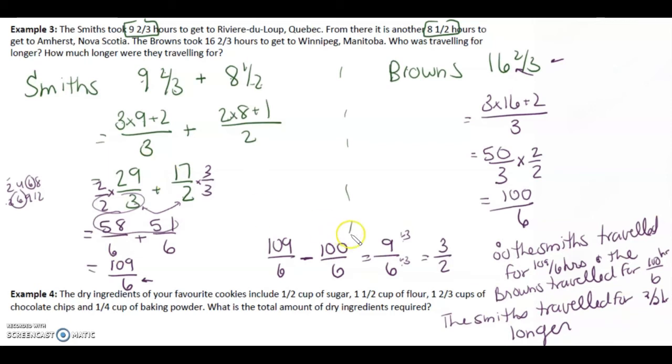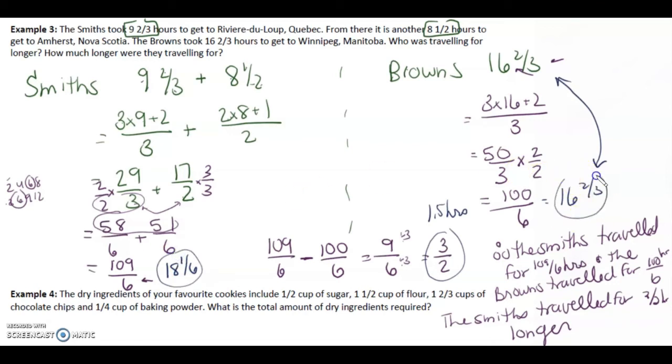Okay. 3/2, that just means 1.5 hours longer. And if we take 100 and put it into our calculator, we divide by 6. Again, this is 16 2/3, right? It's right up here. And if we do the same for 109, just to conceptualize this, this is 18 and a 6th. 18 and 1/6 hours, 16 and 2/3. Okay, but you can leave everything in as improper fractions.